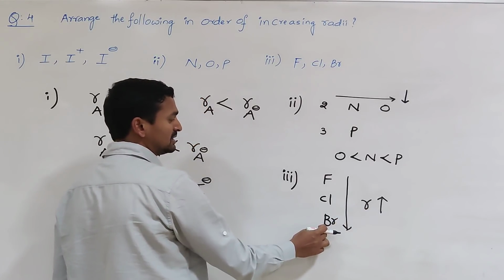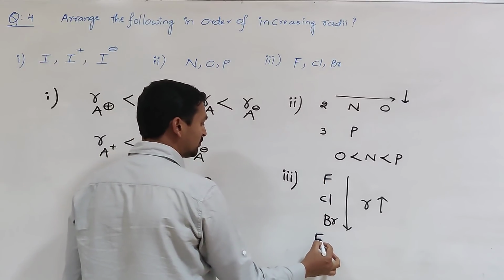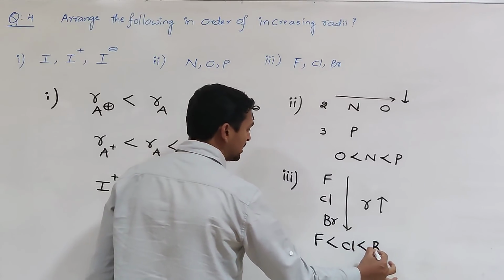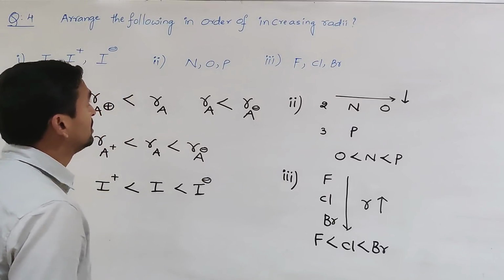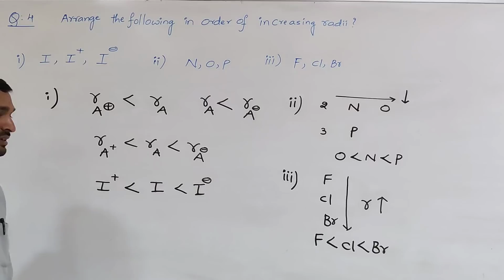Now which is larger in size? Bromine. Which is smaller in size? Fluorine. What is the order? Fluorine is less than chlorine, chlorine is less than bromine. So these are the three answers for the three sets. So we are arranging their radii in ascending order.